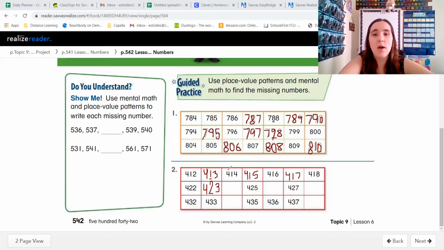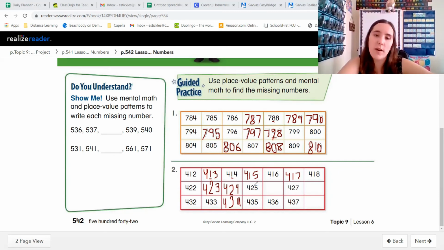Same thing with this column. 414, my 1 in the tens place has to go up by 1, so that becomes a 2. I could keep going on my pattern and go plus 1, my 10 becomes a 3. And then I fill in my hundreds, 4, 4, and my ones, 4, 4. They're the same in my columns. 414 plus 10 is 424. Plus 10 is 434.